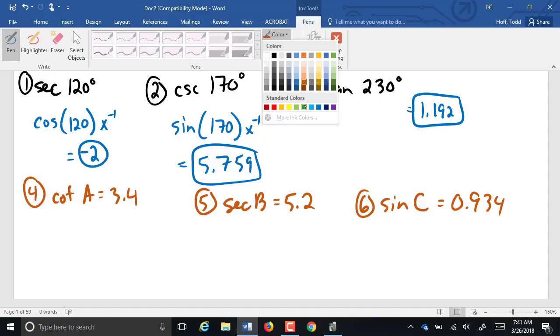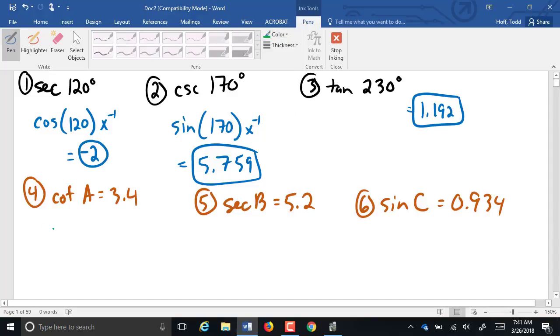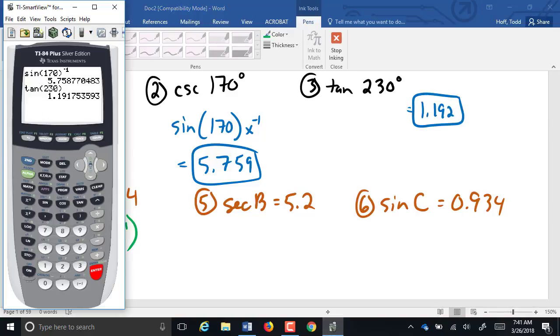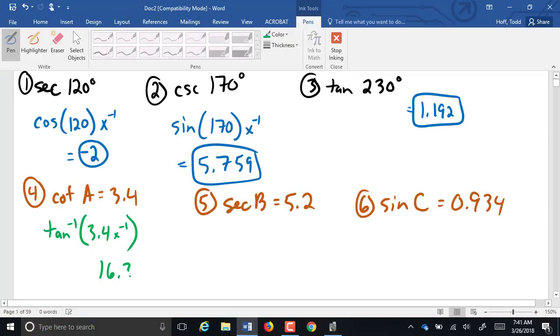Okay, so for number 4, how do we find that? Cotangent uses what trig function? Inverse tangent we're going to use because we're finding the angle. Then what? The x negative 1 is inside the parentheses. Now we do the 3.4, the x negative 1 is inside the parentheses, giving us 16.39 degrees. Does that look right?